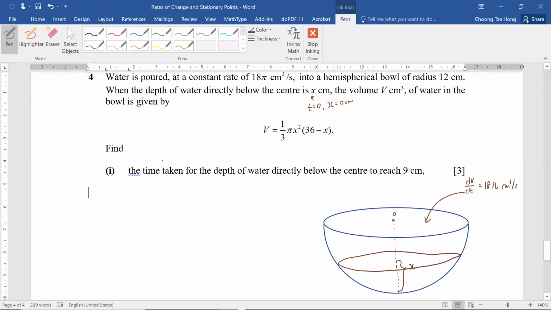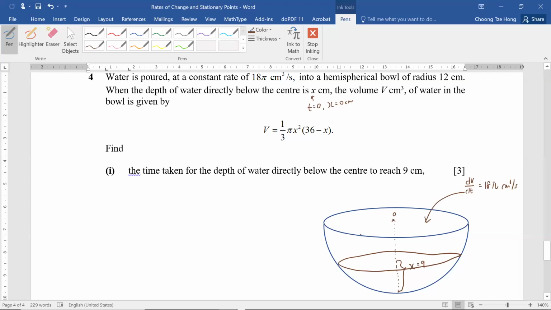Now in part 1, they want us to find the time taken for the depth of water directly below the center to be 9. The water is going into the bowl at the rate of 18 pi cm cube per second. So in order to find the time taken, we need to find out, when x equals 9, how much water is inside the bowl. Then we take this volume of water divided by the rate at which it's poured in. Then we will be able to find the time taken for the depth of water to reach x equals 9 cm.